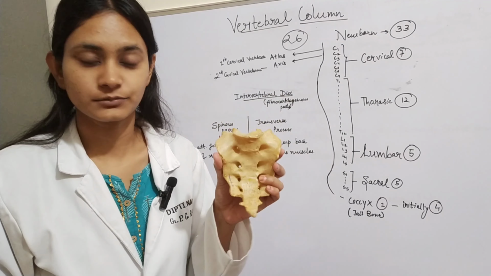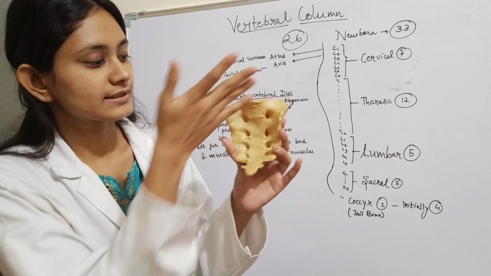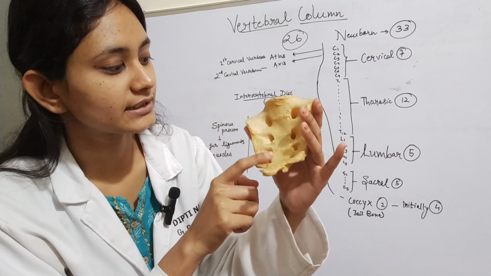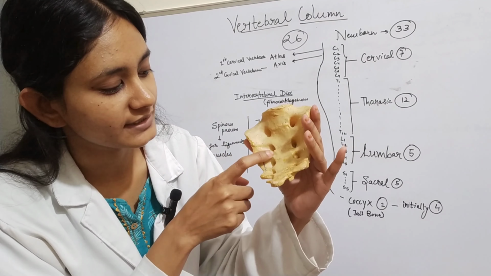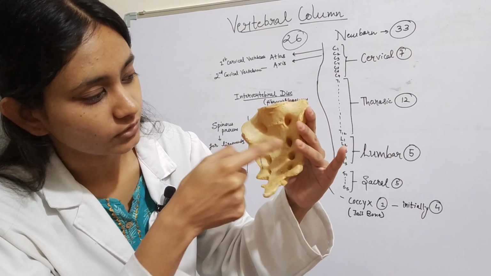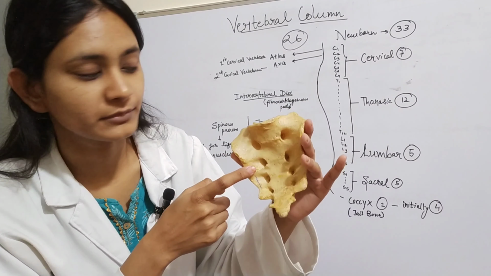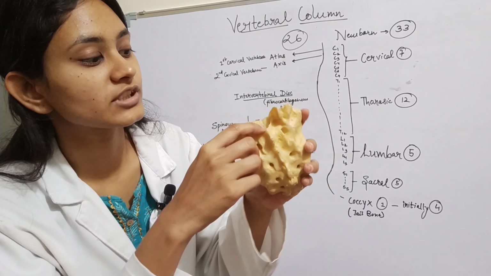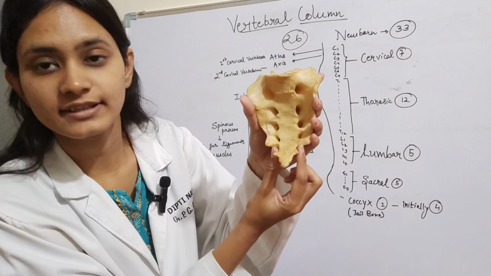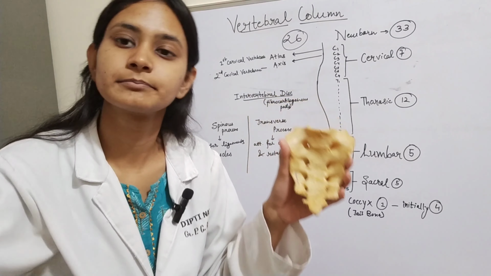So this is our sacrum bone here. This is the anterior view, and this is the posterior view. In the anterior view it is S1, S2, S3, S4 and S5. This region of holes is known as the sacral foramen, and on the posterior side it is the sacral canal. And here you can see the coccyx. It is also known as the tailbone.